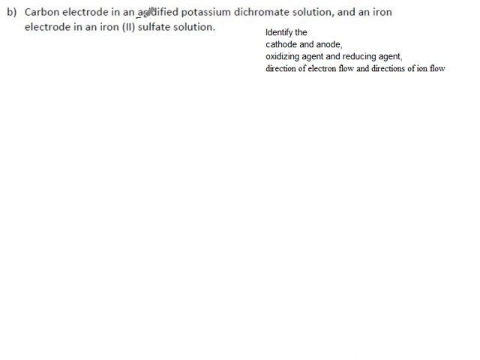And they tell us we have an acidified solution, which means we have H+. This is the procedure we used to do where we would get all of our cast of characters, all of our available species in a list, and then we'll find our oxidizer and reducer from that. We have potassium dichromate, which means we have K+ and Cr2O7 2-. We have an iron electrode, so a solid lump of iron, and a solution of iron 2 sulfate. So we have iron 2 ions and sulfate ions.